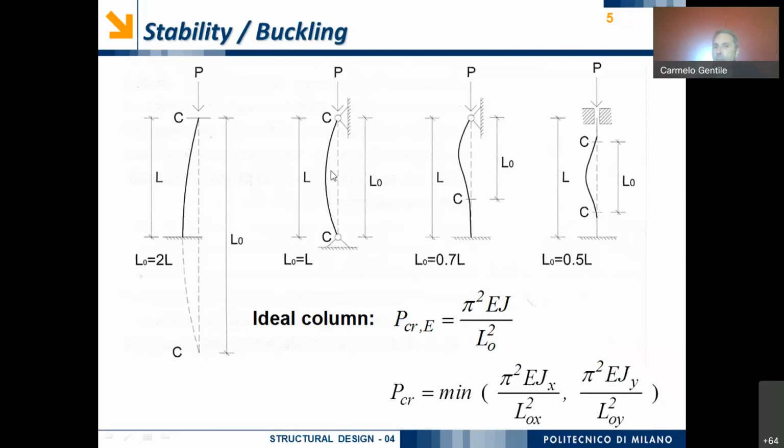The deformed shape under the critical load, in this case of the Euler beam, hinged at both ends, has a wavelength that is of course equal to the real length of the column. But when we refer, for example, to a column in which there is a fixed end and a free end, of course, the deformed shape under the critical load is something like this.